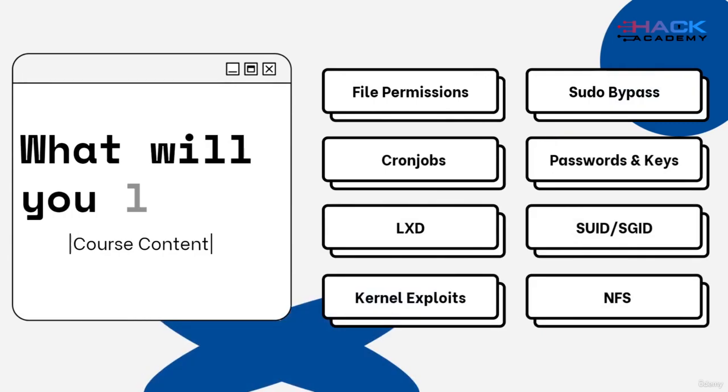You will learn about Linux privilege escalation with file permissions, sudo bypass, cron jobs, passwords and keys, LXD, SUID and SGID, kernel exploits and NFS. We will cover each one of them in detail and make sure we first understand the theory before moving to the practical examples. After completing this course, you will go from beginner to advanced in Linux privilege escalation.